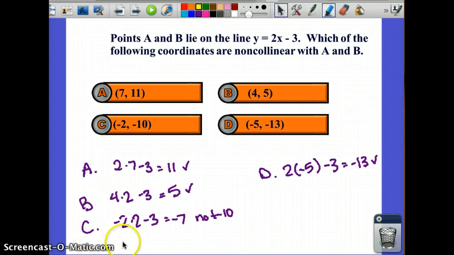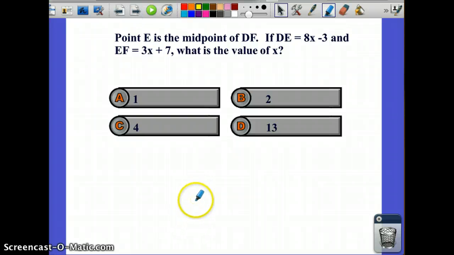Notice as I worked out each problem, I plugged in the x value for x and checked for the y value. The only one that is non-collinear here is C. When I plug in negative 2, negative 2 times 2 minus 3 is negative 7, not negative 10. So C is non-collinear.